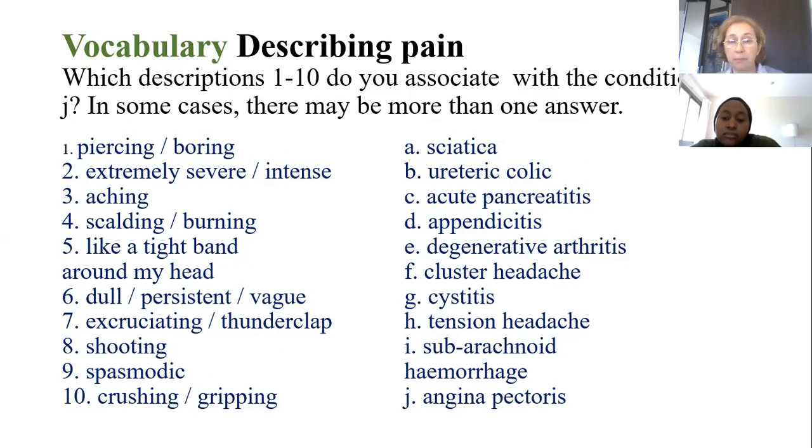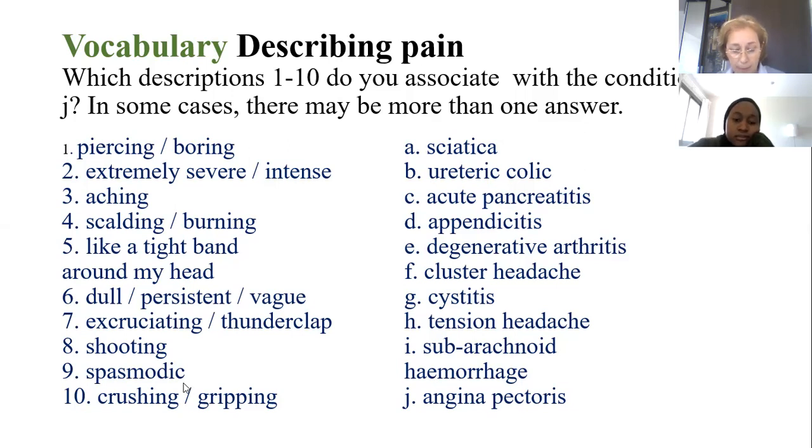It can be subarachnoid hemorrhage. Yeah. Then shooting pain is very typical characteristic of what? Shooting pain. Sciatica, yes, that shoots from the back to the leg, shooting pain.